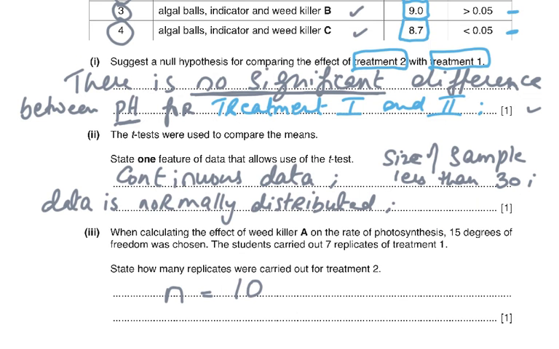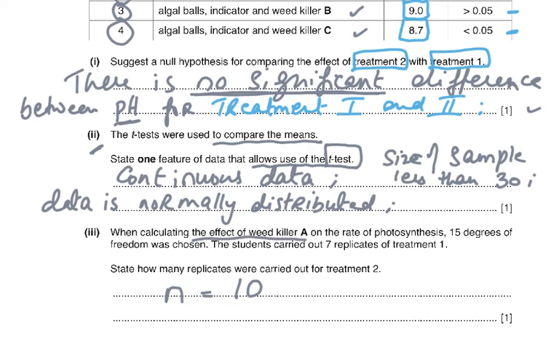We come to part 2 of the question. The t-tests were used to compare the means. We usually do this to compare the means. You must revise the t-test. State one feature of the data that allows use of the t-test. Continuous data, normally distributed, size of the sample is less than 30. So these are the 3 factors in which we use the t-test, and these are the factors we must know: why and when do you use the t-test.